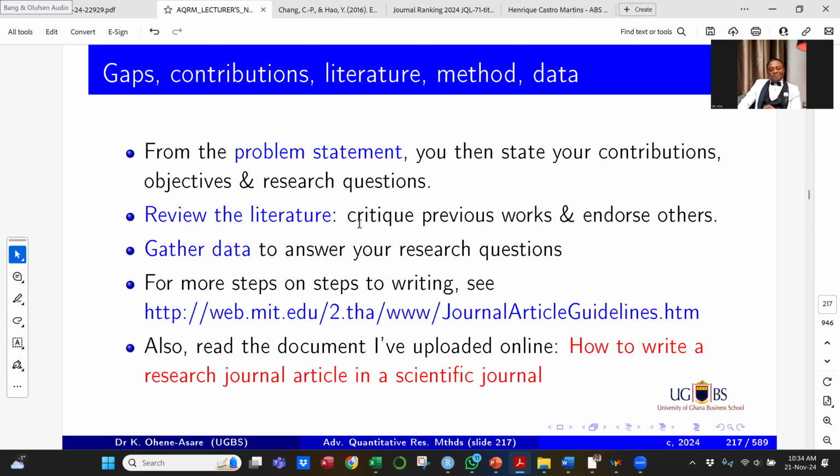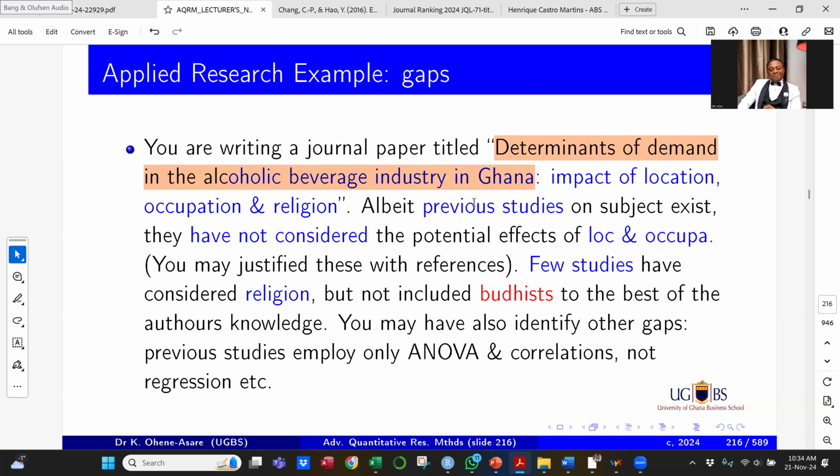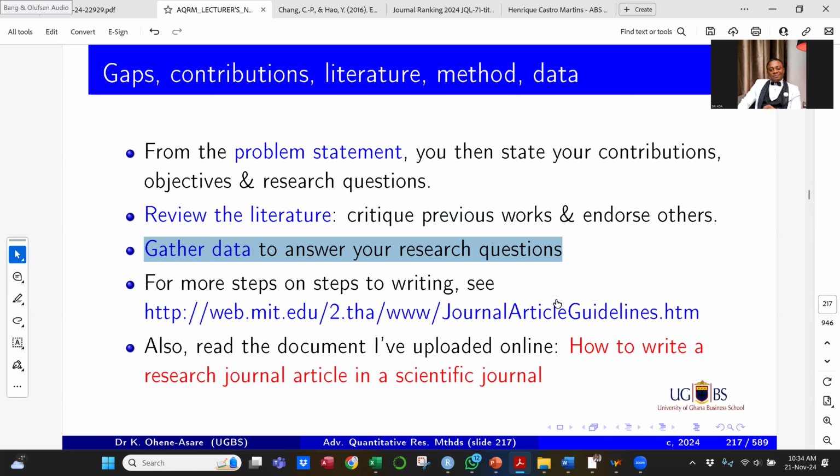So after you've studied all of these things, you now gather your data to answer your research question. In fact, you can pull out a research question from here. Okay, a question like, does the moderating effect of location and occupation, or the moderation of occupation and location, have any impact on the quantity demanded of alcoholic beverage? Okay. Does Buddhism affect the demand for alcoholic beverage, and so on. You can couch a lot of research questions from this.